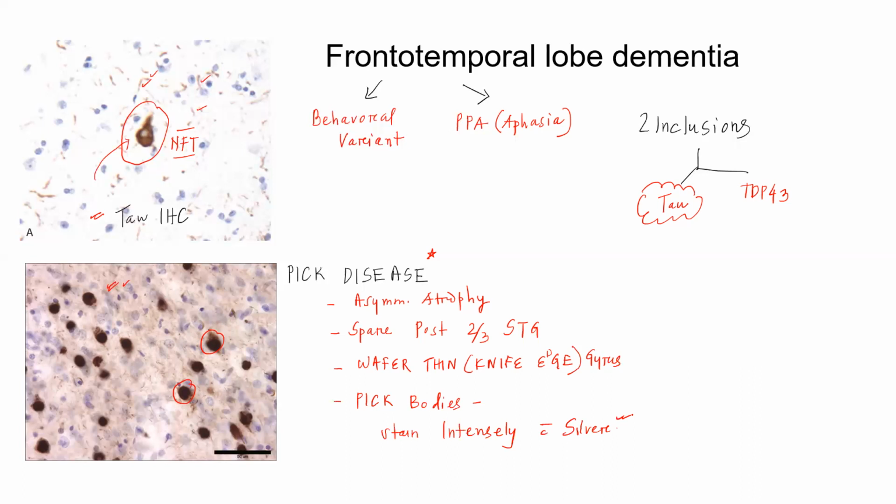So Pick disease is a variant of frontotemporal lobe dementia where we get asymmetrical atrophy of the frontotemporal lobes. It will spare the posterior 2/3 of the superior temporal gyrus. There will be significant atrophy and thinning of the gyrus, and you will get the Pick bodies. These are nothing but the rounded globular tau inclusions which stain intensely with silver stain. So that's all about frontotemporal lobe dementia.